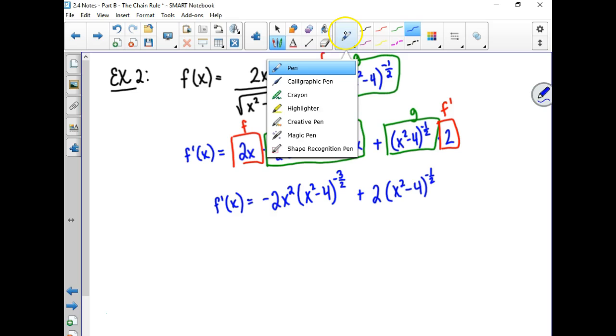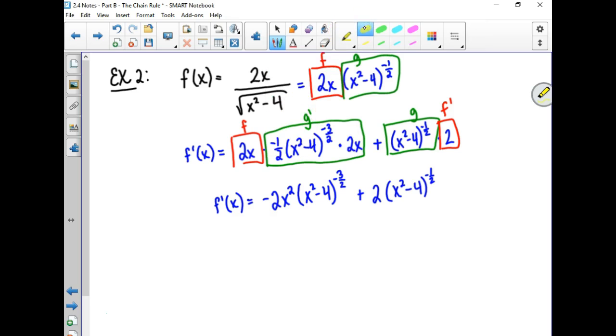So this we'll treat like those product rules that we were doing last night. These two right here match. It's just a little more difficult because we've got a little bit bigger fractions this time. So what would we want to factor out here? X squared minus 4 to what power? Negative 3/2. Okay.